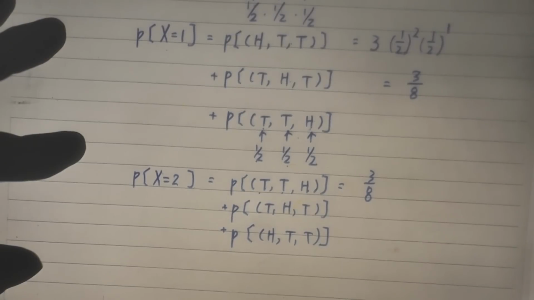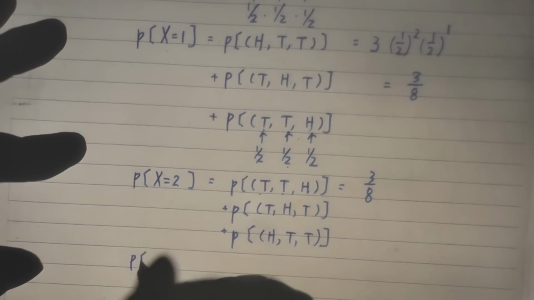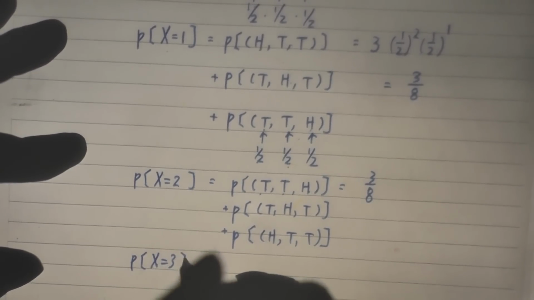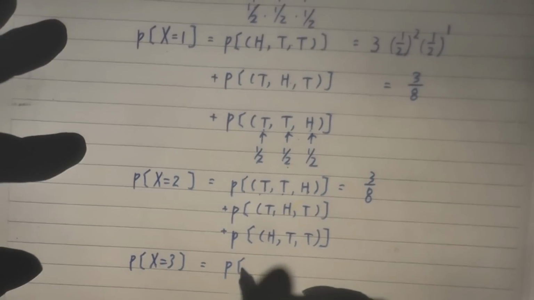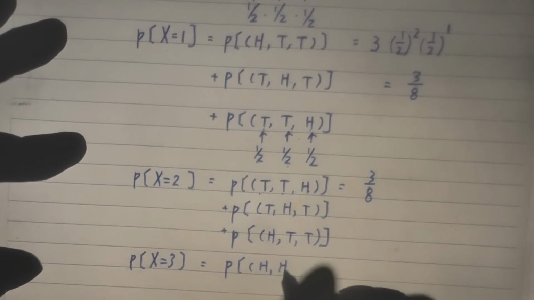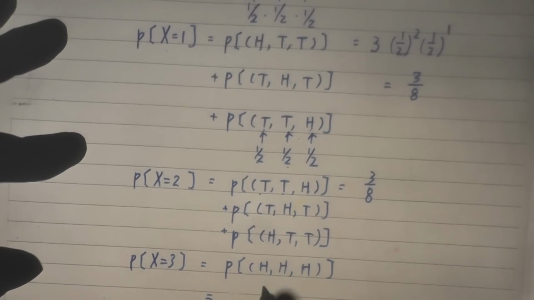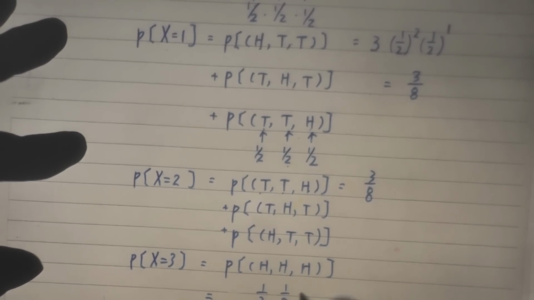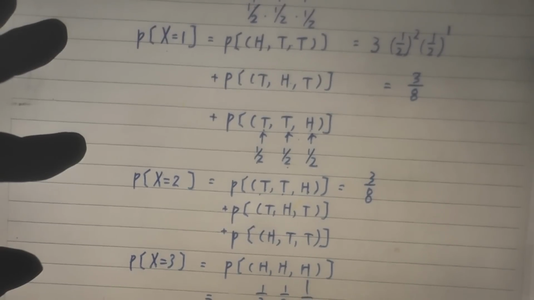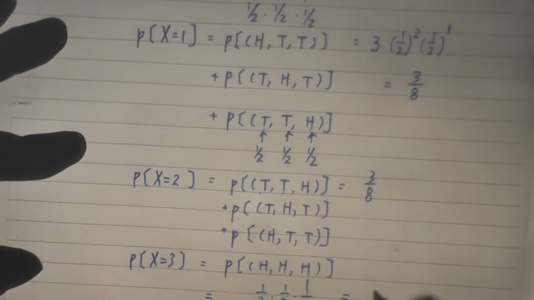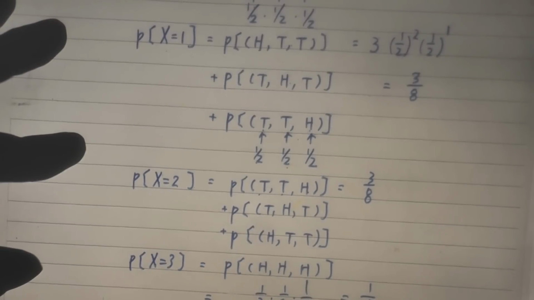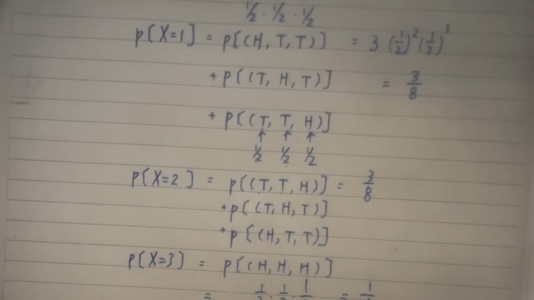Also 3/8. And probability X equal to 3, that is 3 heads in a row. Head, head, head. Each one with 50% chance. So by the multiplication rule, this is 1 over 8.